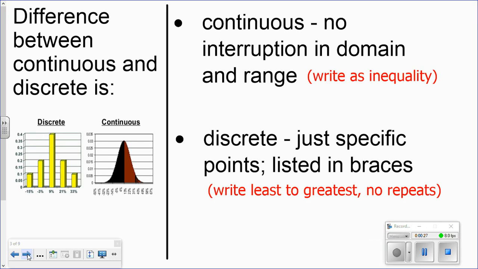The difference between continuous and discrete: continuous means there's no interruption in the domain and range. It's just a flow from beginning to end. Discrete means that there are specific points and we just list those in our domain and range in braces. Make sure to write them from least to greatest, and there's no reason to repeat the same number.